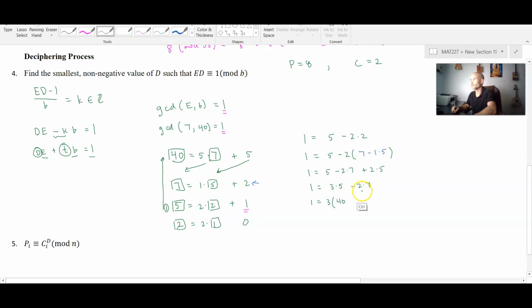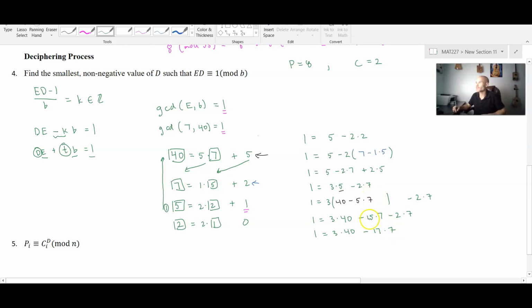And I guess what I want to do here is emphasize that we're making that substitution. And so I'll go ahead and do that in this color. So let's pick black. Okay, so in this step here, I'm replacing 5 with 40 minus 5 times 7. And then, of course, I have my minus 2 times 7 over here. And this is my last step, so I'll just expand. I have 3 times 40 minus 15 times 7 minus 2 times 7. And I'll just collect my terms. I have 3 times 40 minus 17 times 7.